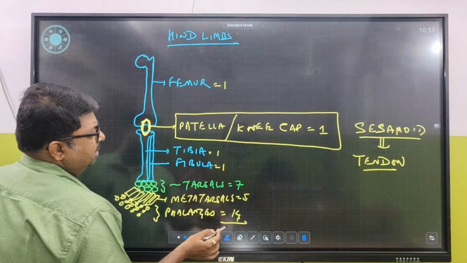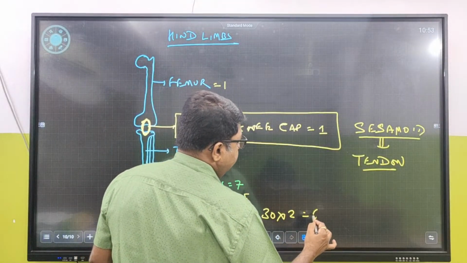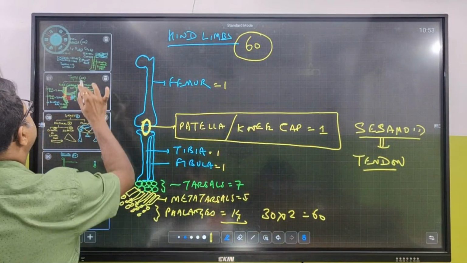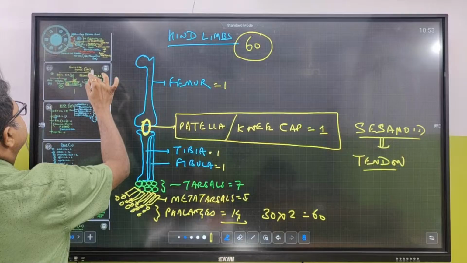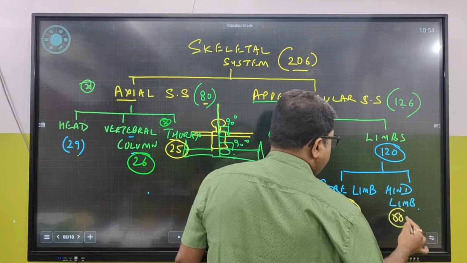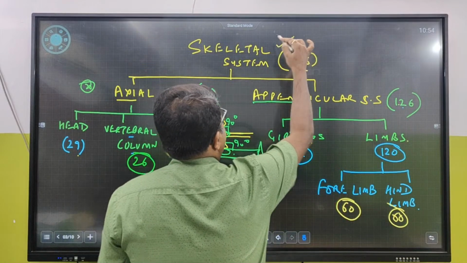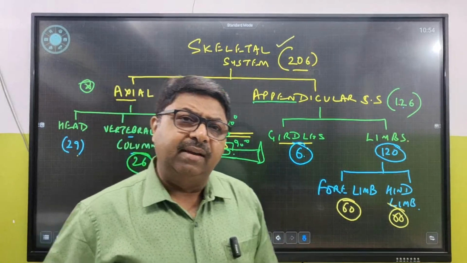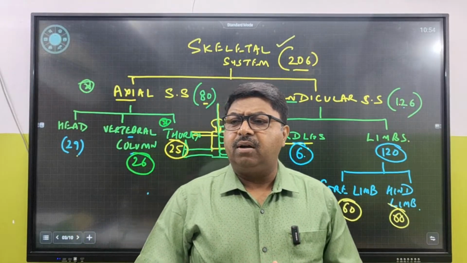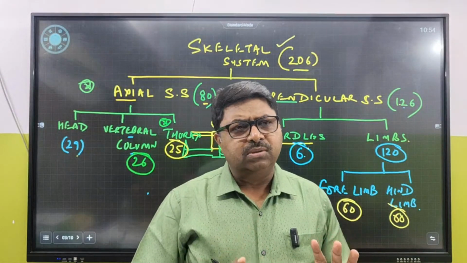So just find out how many bones are there. 30 bones are there in one leg. 30 into 2 makes 60 bones. So 60 bones are there in hind limbs. And 60 in forelimb. 60 plus 60, 120, plus 6, 126. That makes 206 bones in the skeletal system. So from this topic called structural organization, that's what we can talk about the bones basically.